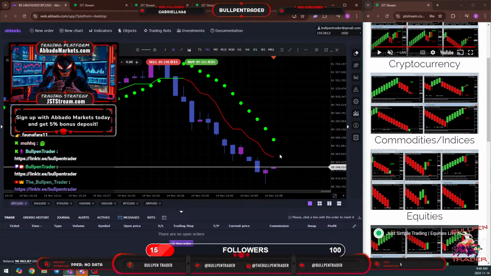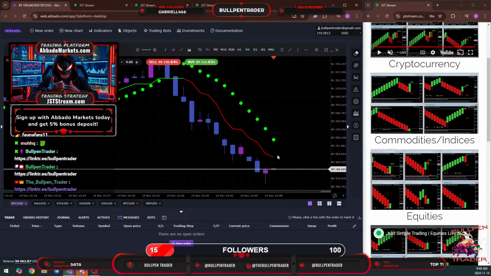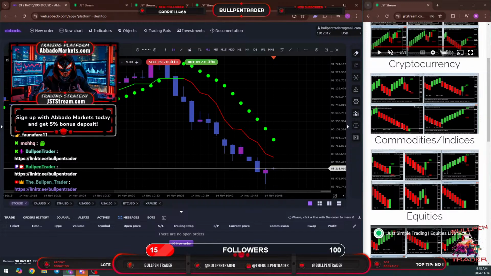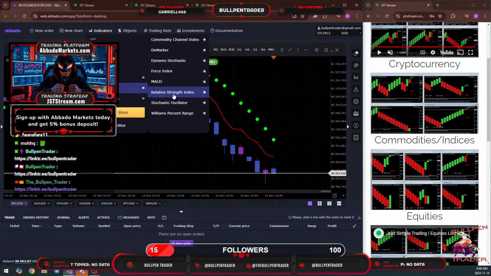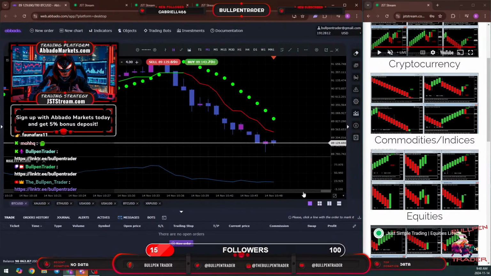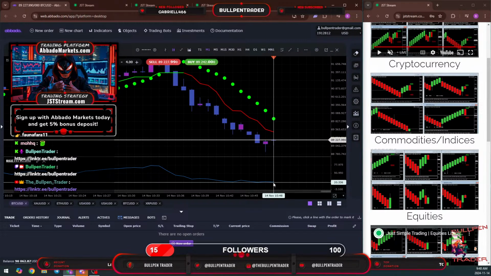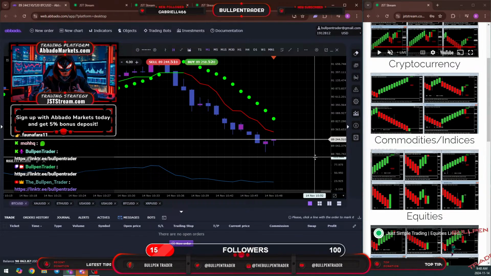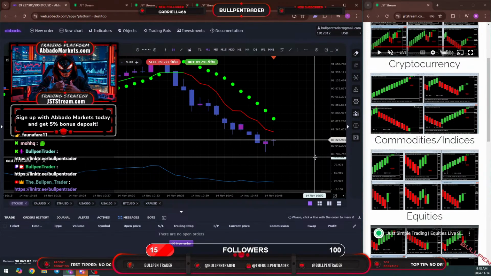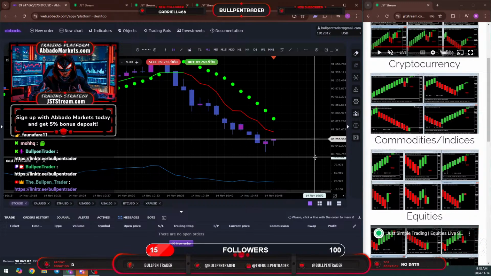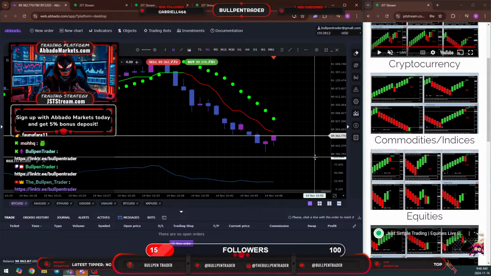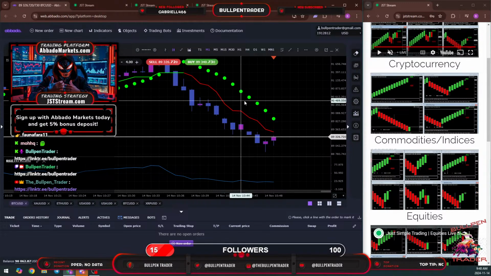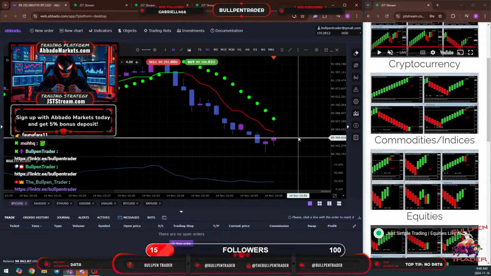Let's see if it goes even higher. Maybe we'll look to enter again, but let's see what the RSI is saying. Let's turn that on too. Why not? Wow, the RSI is quite low. Let's see if it starts to reverse now.